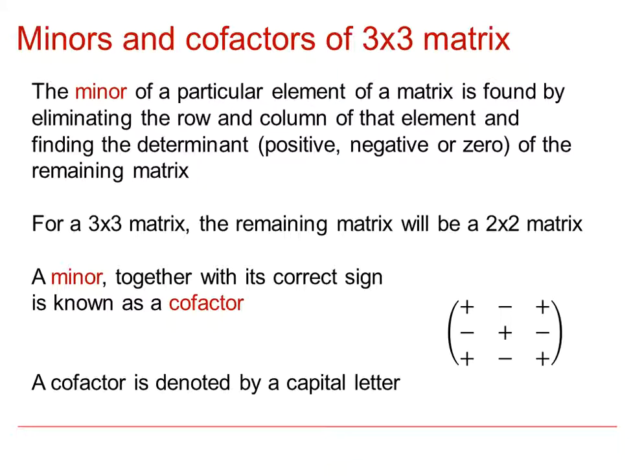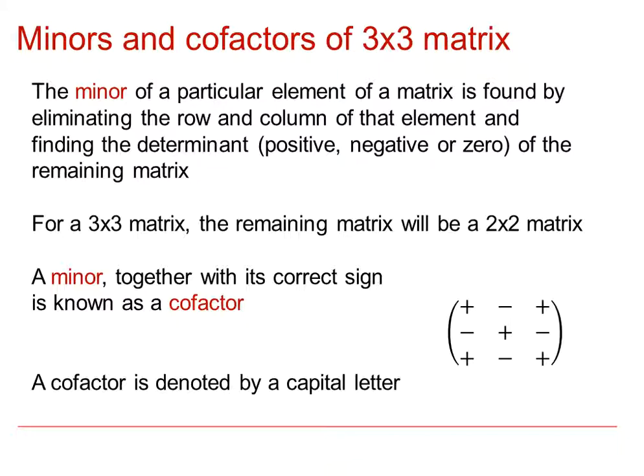The minor of a particular element of a matrix is found by eliminating the row and column of that element and then finding the determinant, whether it's positive, negative or zero, of the remaining matrix. So for a 3x3 matrix, when we eliminate the relevant row and column, the remaining matrix would be a 2x2 matrix. A minor, together with its correct sign, is known as a cofactor.